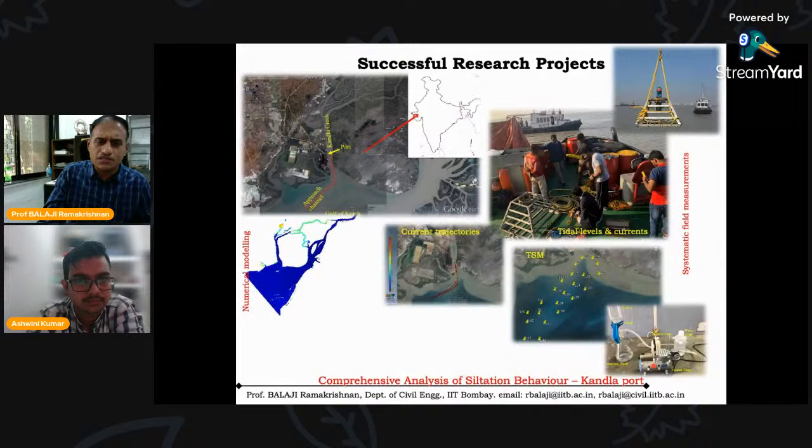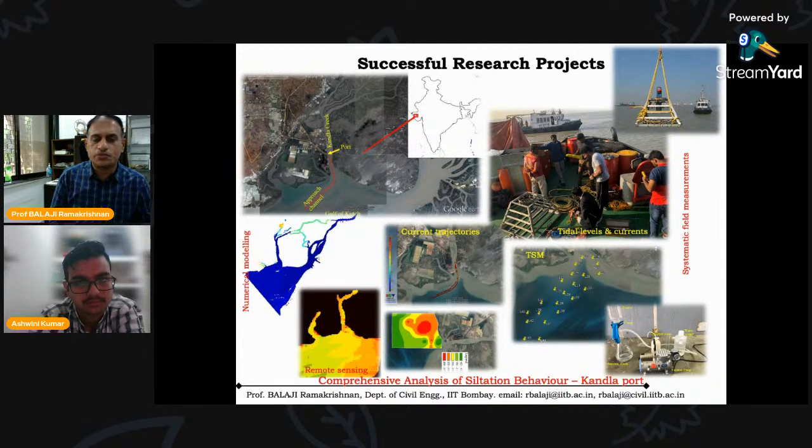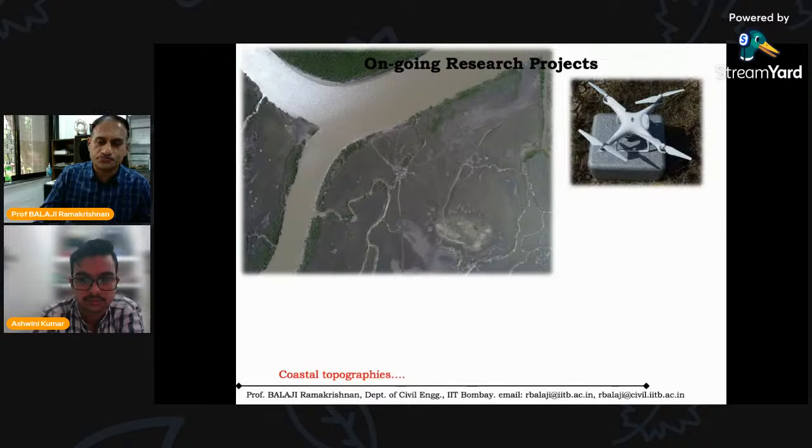I think this is something that we have done for the Ministry of Shipping, for a port. It's called Kandla Port in the Gulf of Kutch in Gujarat. This is also related to the navigation channel silting up. We spent 2 years to understand it. But in this particular study, we went ahead beyond the field measurement and mathematical modeling. We also went ahead to suggest some kind of engineering solution to minimize the expenditure towards dredging activity and so on and so forth.